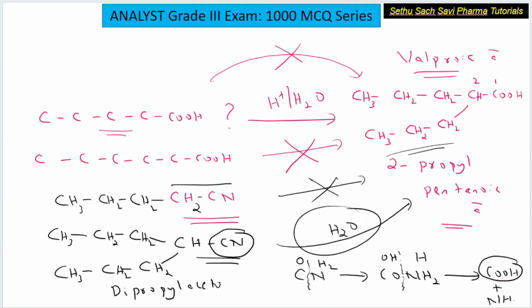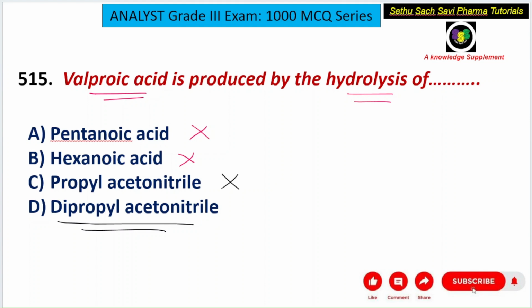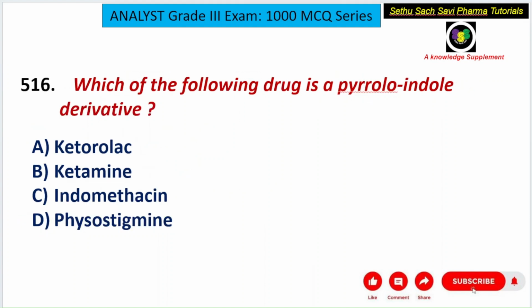Dipropyl acetonitrile, on subsequent hydrolysis, we can get valproic acid. I hope this discussion is clear. So the answer for this question would be D choice, dipropyl acetonitrile. Okay, that's fine. Let's move on to the next question.